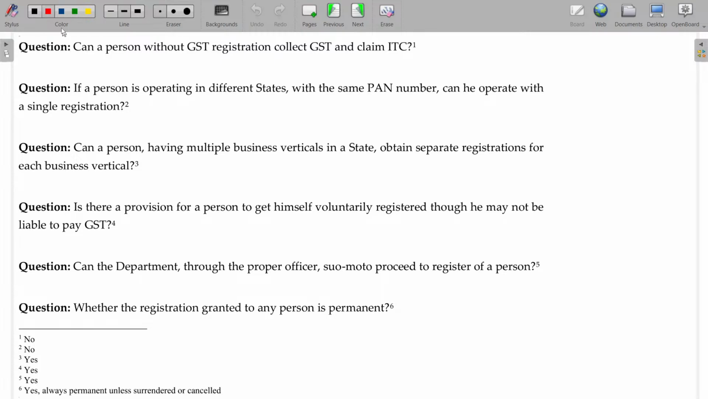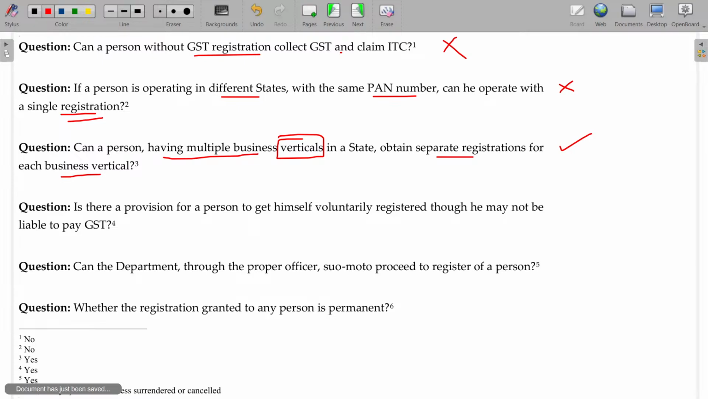Now, can a person without GST registration collect GST and claim ITC? No. If a person is operating in different states with the same PAN number, can he operate with a single registration? No. For every state, he needs to have a separate registration. Can a person having multiple business verticals in a state obtain separate registration for each business vertical? Of course, yes. If you have two different business verticals, coaching as well as book sales, I can have two registration numbers.